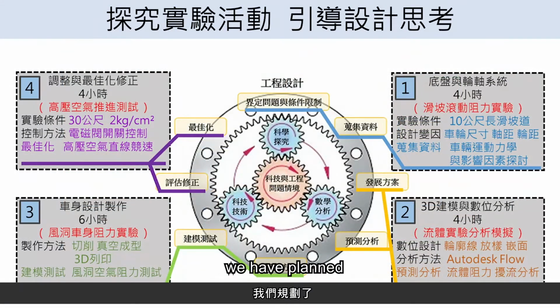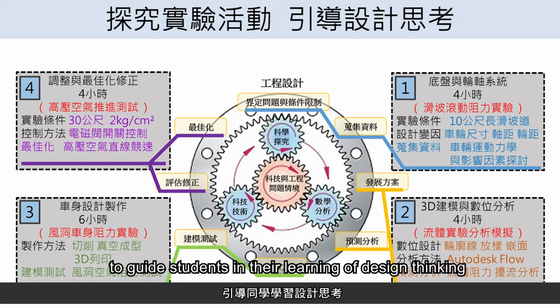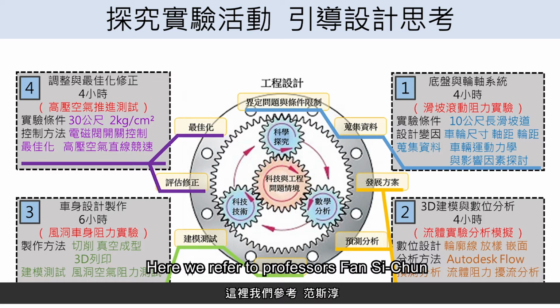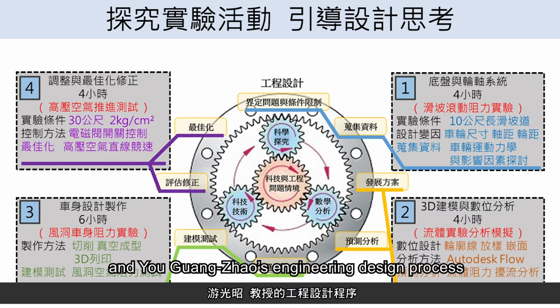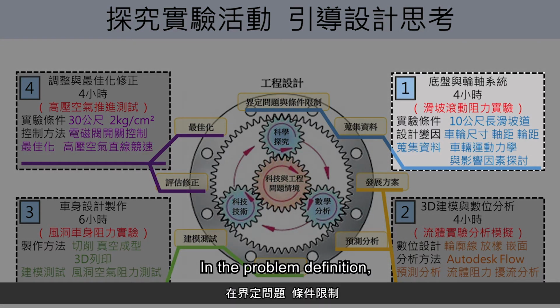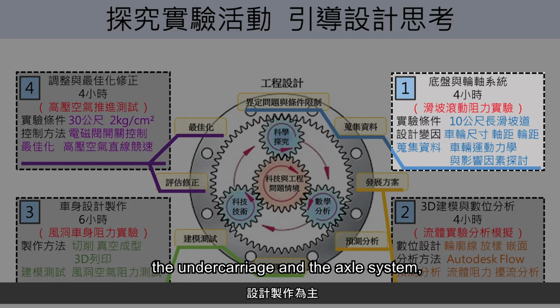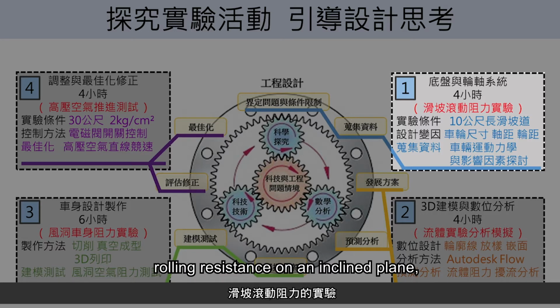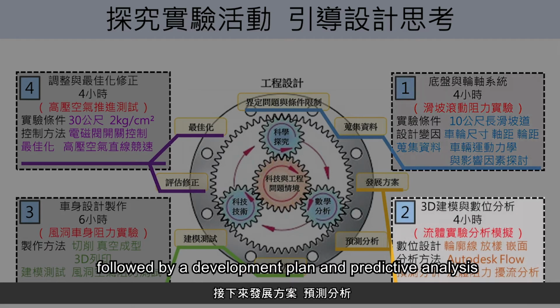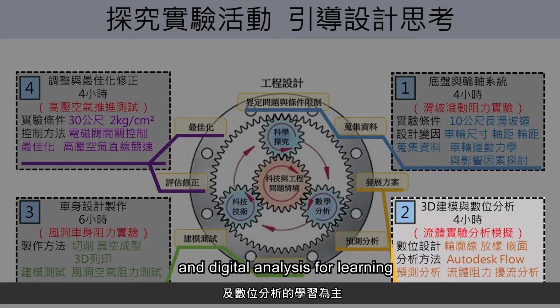For the actual activities, we have planned 4 exploration and experimental activities to guide students in their learning of design thinking. Here we refer to Professors Fan and Yo's engineering design process. In the problem definition, condition, restriction, and data collection stages with the focus on design manufacturing of the undercarriage and the axle system, we arrange an experiment about rolling resistance on an inclined plane, followed by a development plan and predictive analysis. We shall mainly use 3D modeling and digital analysis for learning.